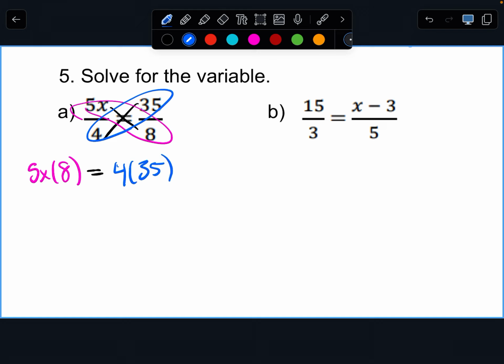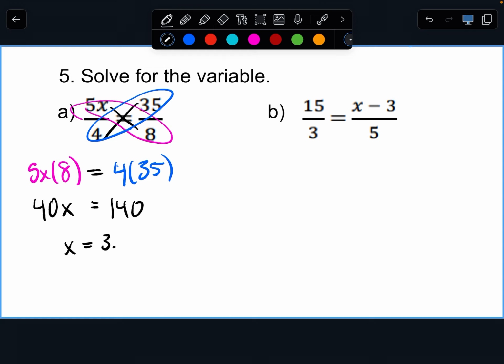You don't have to show all this work every time. I'm just showing it for your notes. But what this ends up being is 40x equals, and then 4 times 35 is 140, I think. Right, 120 and 20, yeah, 140. And then you divide out the 40.